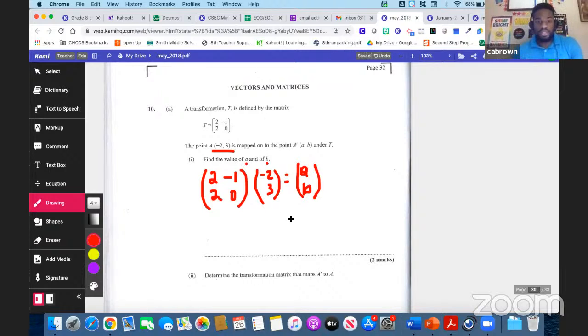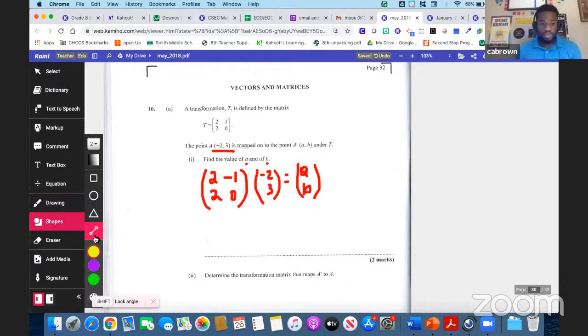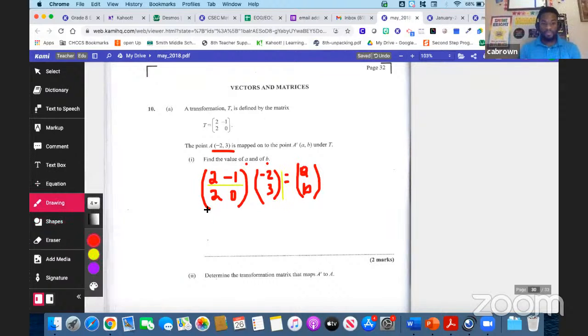In multiplying matrices, always remember it is row times column. Let's go ahead and do this. So it's going to be 2 times -2 plus -1 times 3. Then we're going to be doing 2 times -2 plus 0 times 3. We're going to work these out.